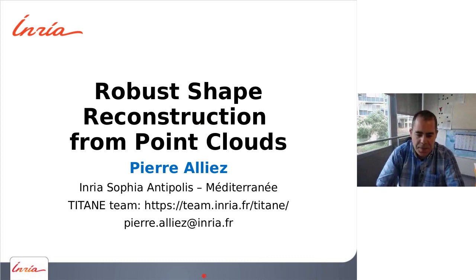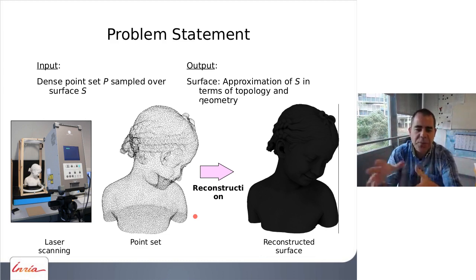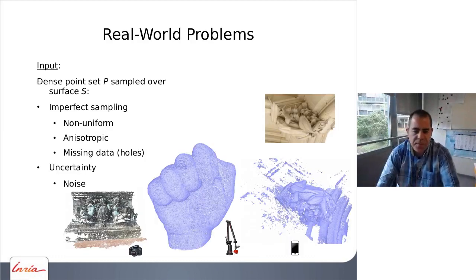Let me advance. So very quickly, the problem statement. We assume we have as input a dense point set sampled over a surface, typically obtained by laser scanning. This is a very old scanner. Now we have very fancy data, of course. And the output is a surface that should be an approximation of the Earth in terms of topology and geometry. That's the task of reconstruction, which is basically a conversion from points to a surface or sometimes a solid.